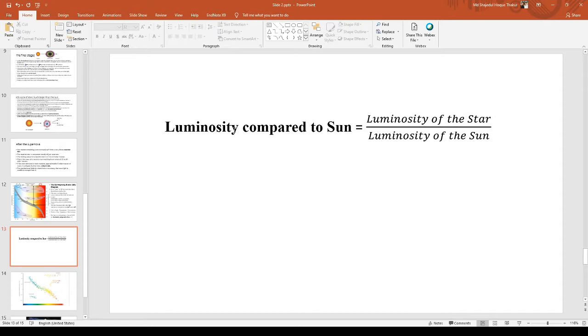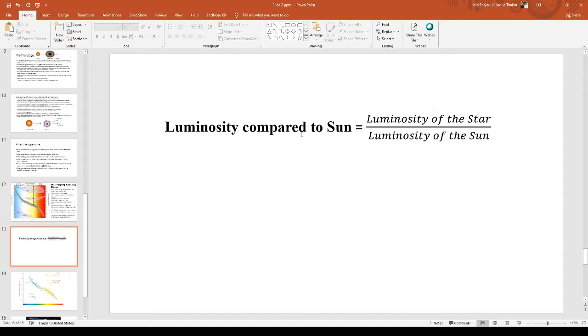Now, when I'm talking about the luminosity of the sun, the luminosity of the star also becomes the luminosity of the sun. So the numerator and the denominator are the same, so the fraction becomes equal to 1. Therefore, for stars that have a luminosity lower than the sun, this fraction will be less than 1, that is 10 to the power minus 1 or 10 to the power minus 2, 10 to the power minus 3 and so on. For stars that are much brighter than the sun, this luminosity value will be greater than 1.